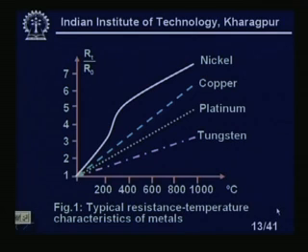Now, this is figure 1 where you can see the typical resistance temperature characteristics of metals. We have plotted R_t by R_0 on the y axis and temperature on the x axis. Obviously, at 0 degree centigrade R_t by R_0 will be 1. We have plotted nickel first, then copper, then platinum, then tungsten. You can see that the sensitivity of platinum is rather low, and tungsten is even lower, but the advantage of tungsten is that we get a higher range. That means per degree centigrade change of temperature, the resistance change of platinum is smaller than copper and nickel.